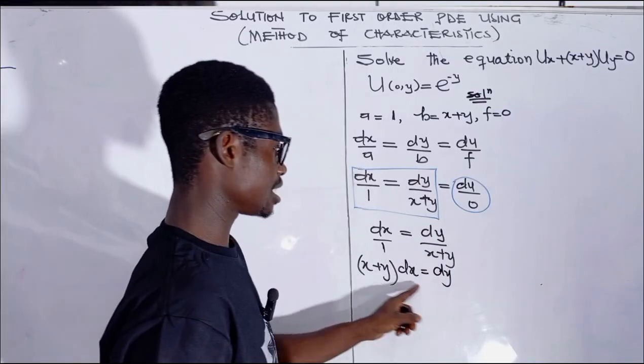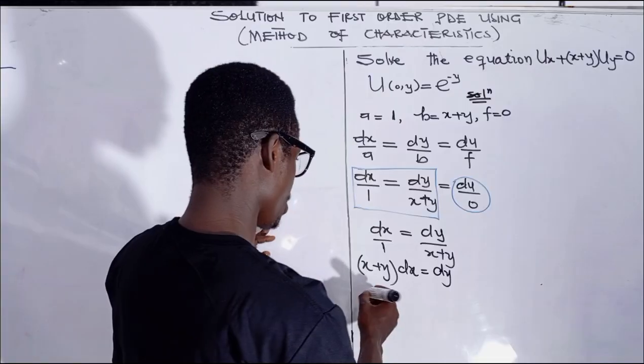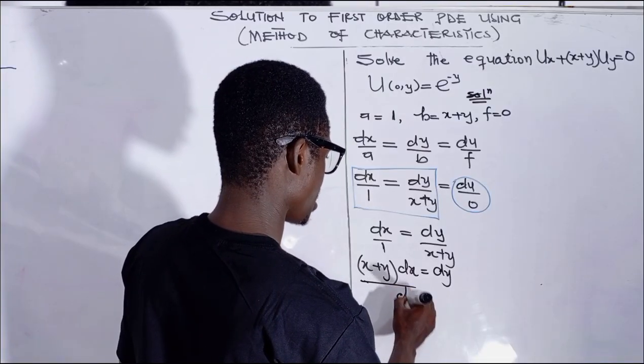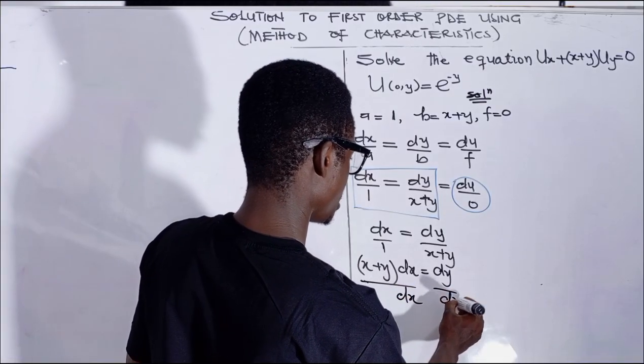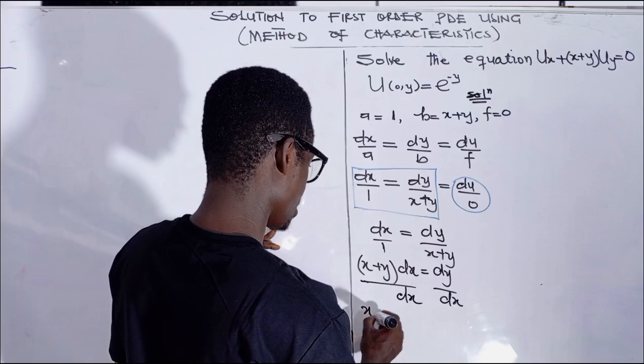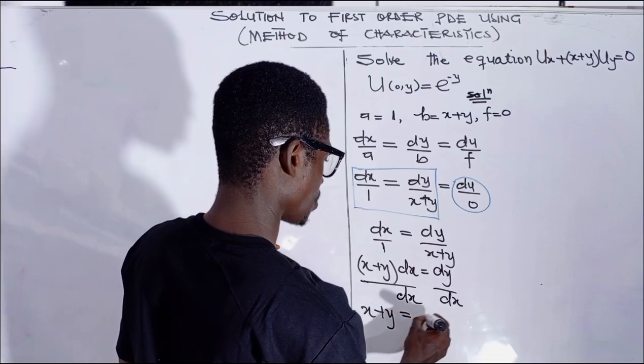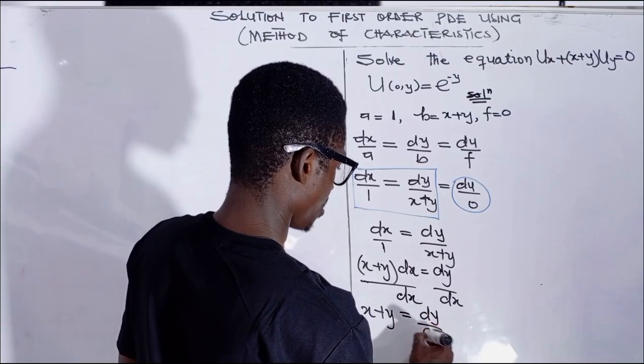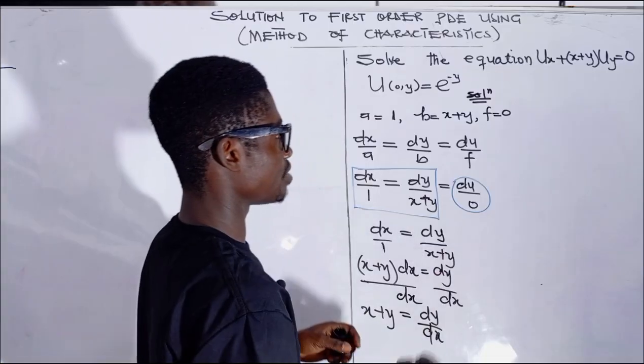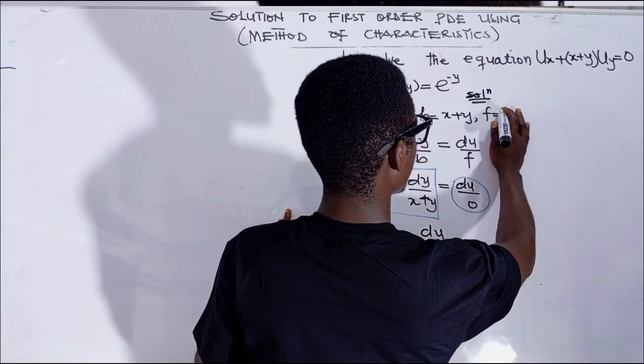Now let's divide both sides by dx. So dividing both sides by dx, we have x plus y is equal to dy all over dx. Very, very easy and simple.